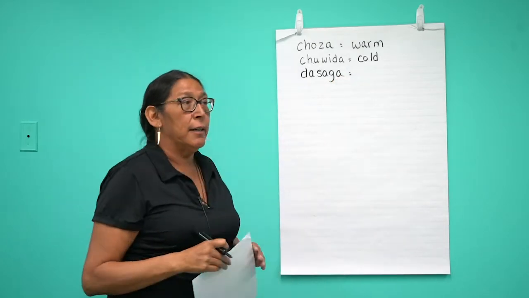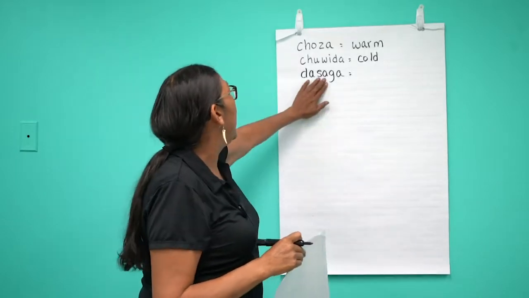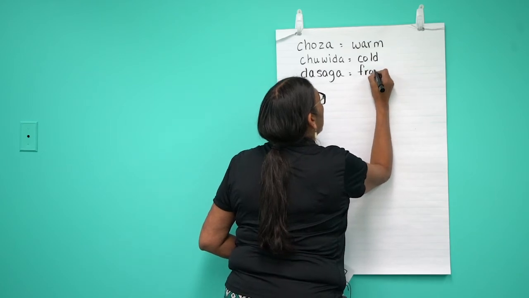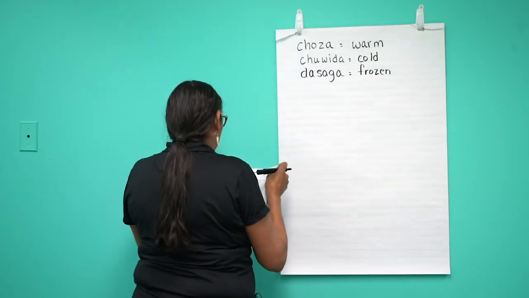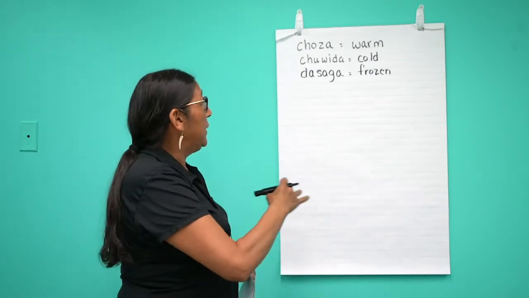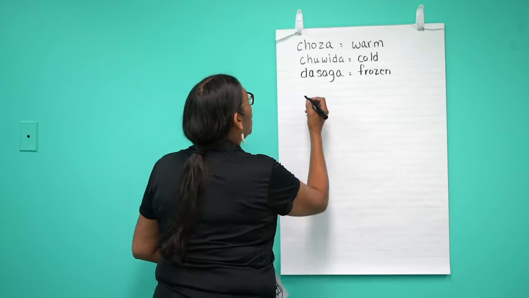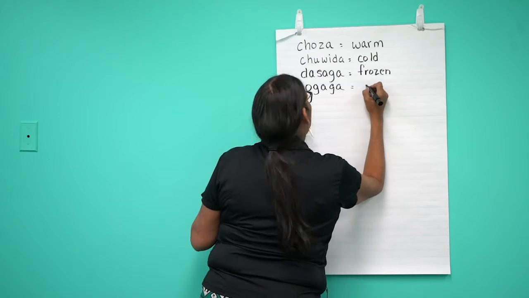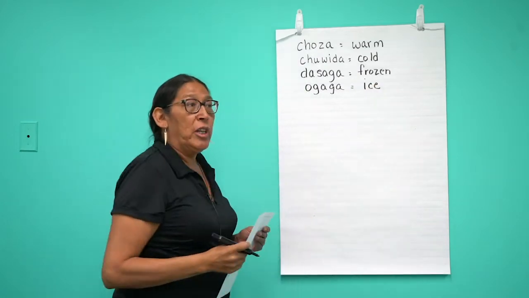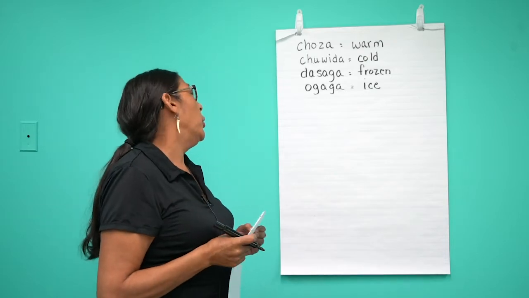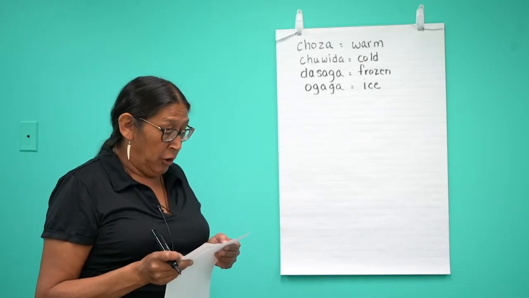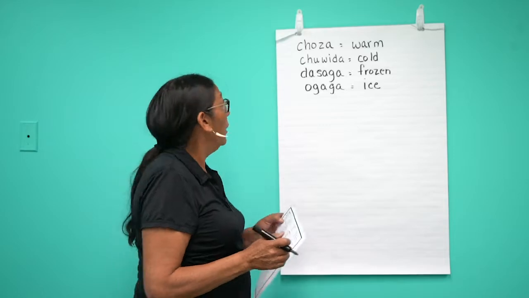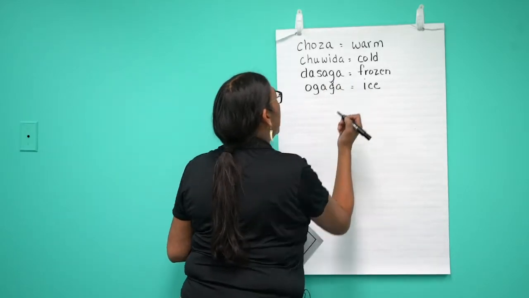Now when you go skating on the ponds, in the wintertime, the ponds are dasaga. They're frozen. Dasaga, that's to be frozen. And then the ice itself, ochaga. It's called ochaga. That's the ice, maybe that's formed on your windshield or the ice on the snow, the ice that you skate on, the ice that children play on. Ochaga.